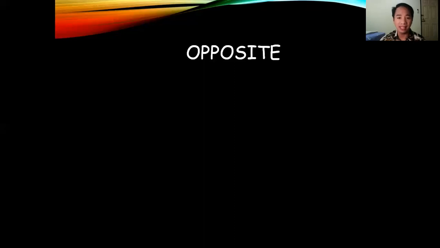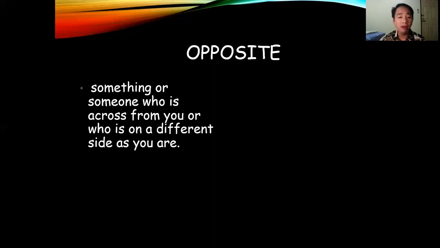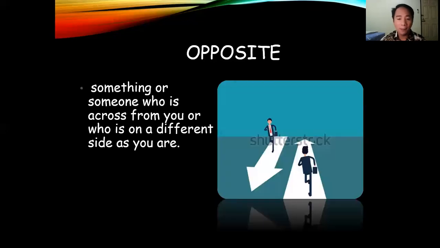How about opposite? What is the meaning of the word opposite? Something or someone who is across from you or who is on a different side as you are. Just for example, this one, opposite direction. The other person is across from you or on a different side of the road. That is opposite.